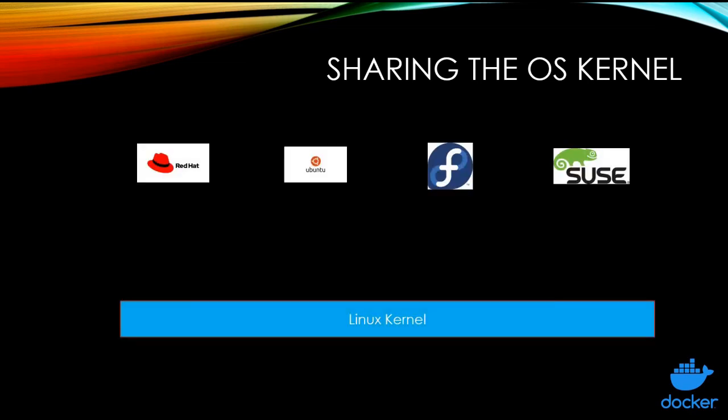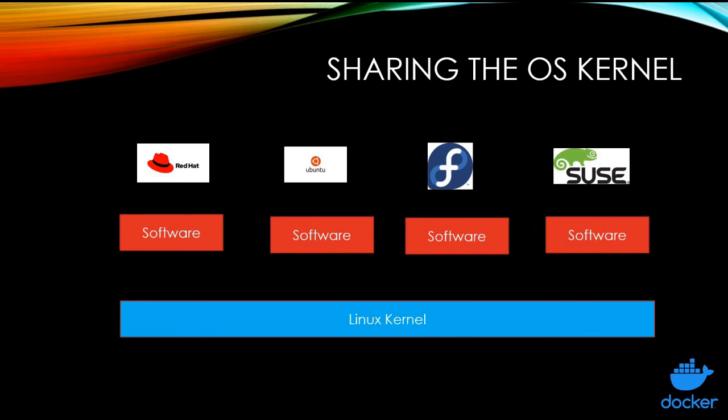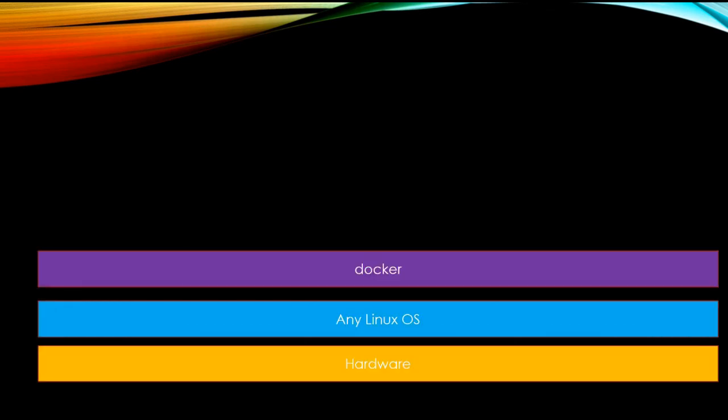So you might have heard of different kinds of Linux OS like Red Hat, Ubuntu, Fedora, SUSE. But the bottom line is, at the end of the day, each of these OSes is using the same Linux kernel. So what makes the difference between two different operating systems? That's the software packages which come with the OS. That part makes the difference between one OS and another one. Docker is leveraging the same concept of sharing the kernel.